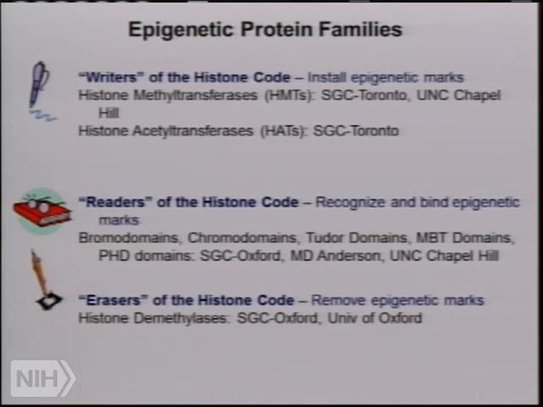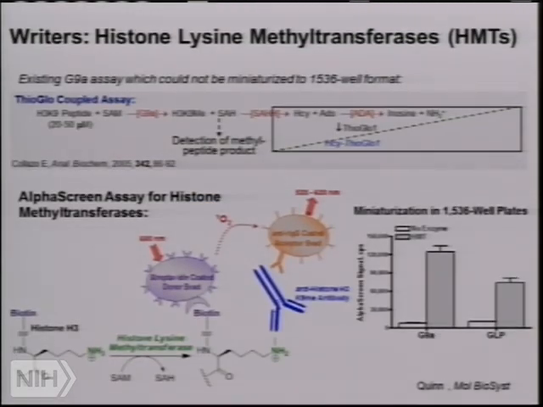Lastly, the erasers of the histone code remove the epigenetic marks. Most prominent, these are histone demethylases. And of course, HDACs, but that's a category that is well served by pharma. Briefly on the assay formats for these, for the writers, we worked mostly on lysine methyltransferases, specifically G9A. This is an existing assay, coupled enzymatic assay for histone methyltransferase activity. The main reaction shown here is coupled with several additional enzymes to ultimately produce fluorescent signal.